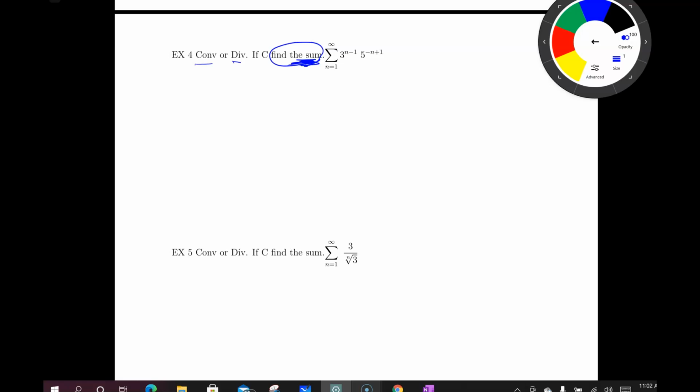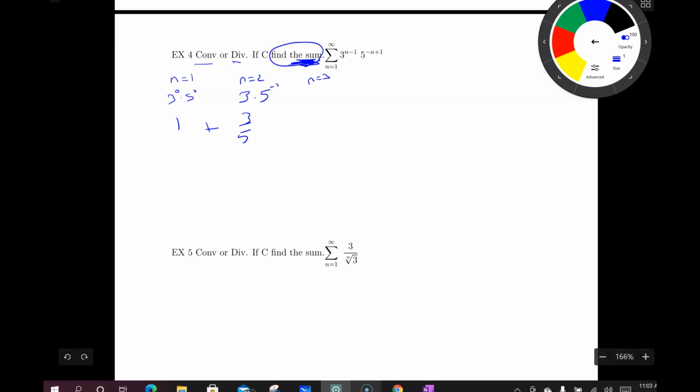So we could leave things like this and just go plug in n equal 1, n equal 2, and n equal 3, and then play with the exponents as we go along. If I plug in n equal 1, I get 3 to the 0 power times 5 to the 0 power, so that gives me the number 1. All right, let's plug in n equal 2. I get 3 to the 1 power, and 5 to the negative 1. So this is the same as saying 3/5.